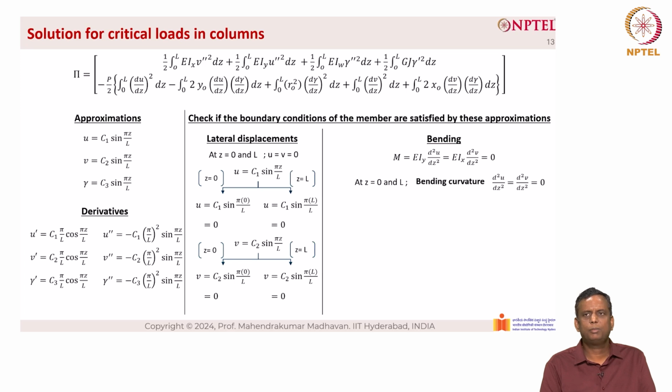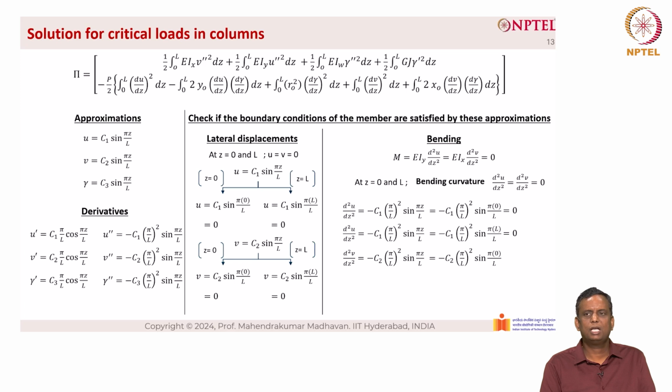At z equal to 0, L, the bending curvatures d square U by dz square and d square V by dz square are equal to 0. Which means that d square U by dz square equals minus C1 into (pi by L) the whole square into sin(pi z by L), which is equal to minus C1 into (pi by L) the whole square into sin(pi of 0 by L), which is equal to 0. Similarly, when we substitute z equal to L, we again get 0. Similar thing happens for d square V by dz square as well. So, for z equal to 0 as well as z equal to L, both the values are 0.